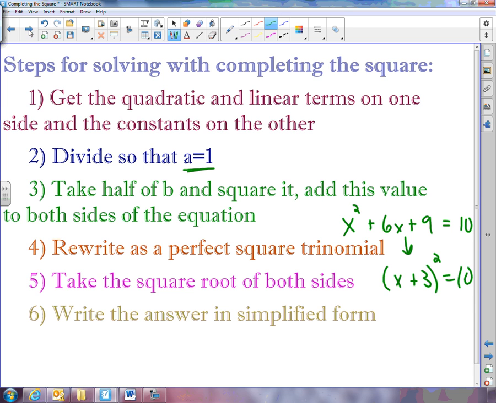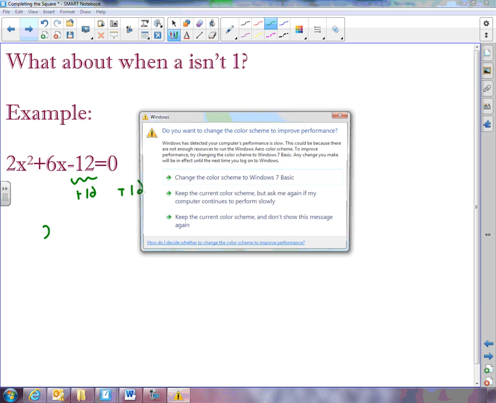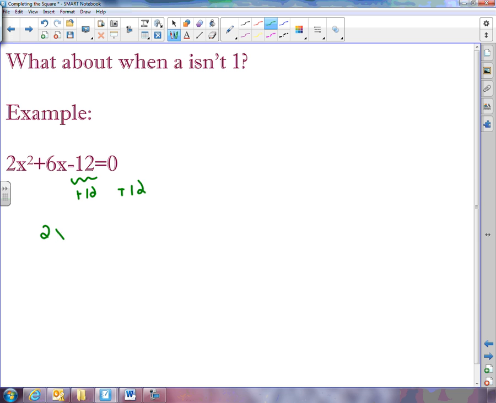So now let's go on to a problem where the quadratic coefficient isn't 1. Everything that we've done up till now had a as 1. Here, a is 2. So the first thing that we're going to do is get all the quadratic and linear terms to one side and the constants to the other. There only is one issue that we have to do here. We're going to bring this 12 to the other side. Now I have 2x squared plus 6x equals 12. I'm going to leave a little bit of space here so that I can write the constant that I need to complete the square.